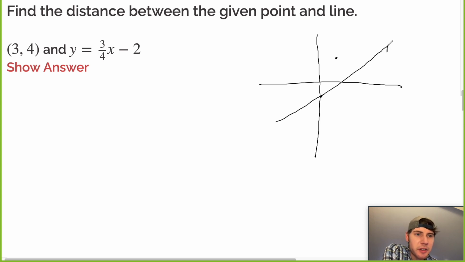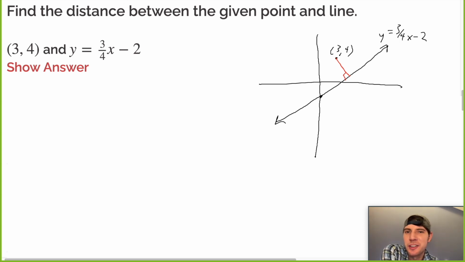This is just a quick sketch. So this right here is y = 3/4 x - 2, and this is the point (3, 4). We're trying to find this distance at right angles to the line. We want to know how long is that red line. So let's break this into steps.